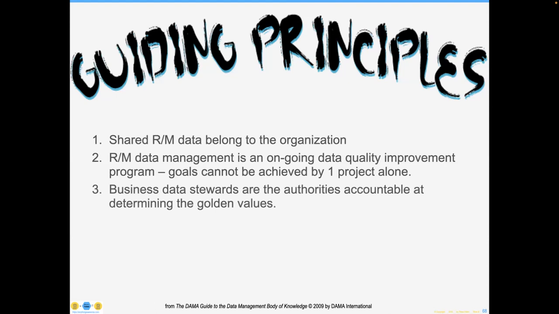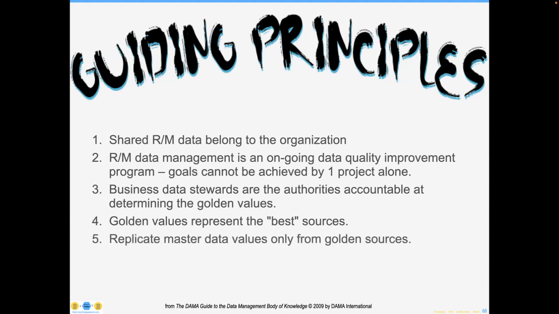Business data stewards have to be empowered to determine where and what the quality is required to be golden. I tell them that they are alchemists. In the Commonwealth of Virginia, we actually give them medals and call them Commonwealth data stewards. The golden values, again, have to represent these best sources. If you supply the wrong quality data or the wrong version of it, it's an issue. And you want to replicate this, as I said before, only from these golden sources, so you don't have uncontrolled duplication going on, and these reference data changes will require formal data management.